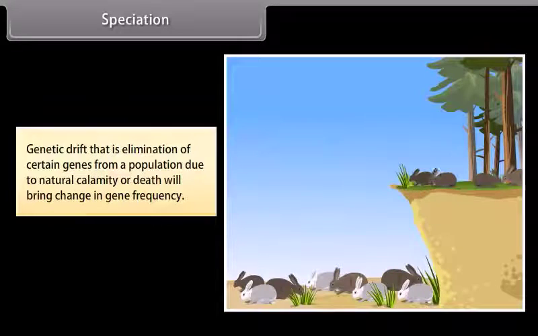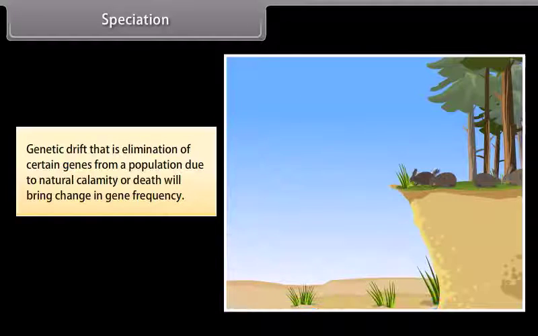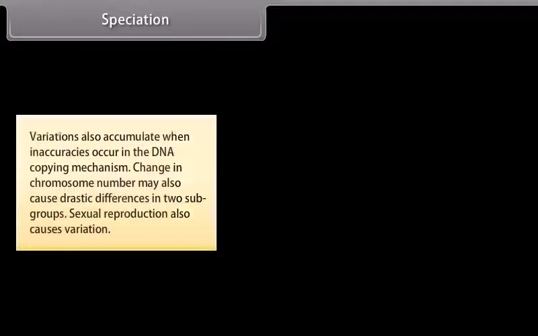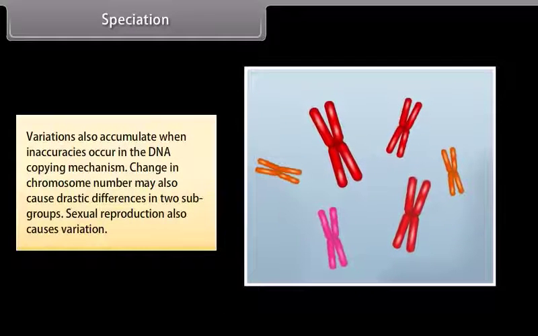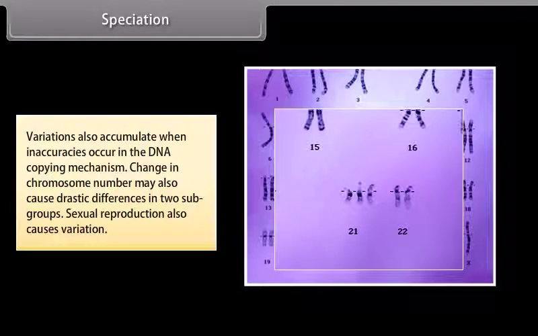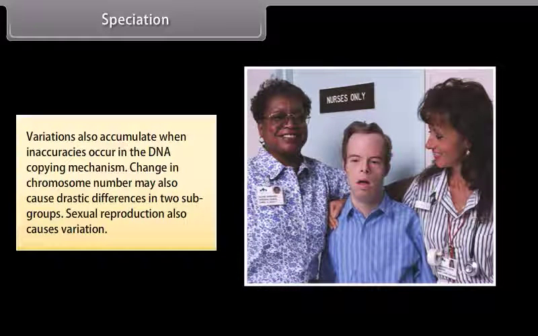Genetic drift, that is, elimination of certain genes from a population due to natural calamity or death, will bring change in gene frequency. Variations also accumulate when inaccuracies occur in the DNA copying mechanism. Change in chromosome number may also cause drastic differences in two subgroups. Sexual reproduction also causes variation.